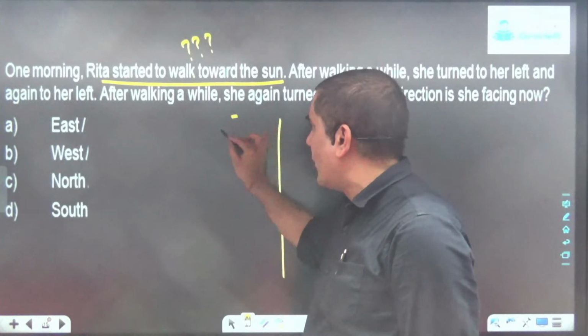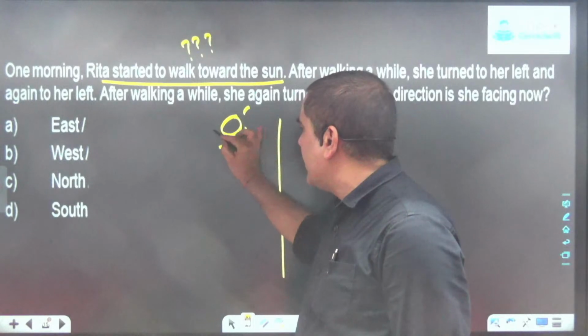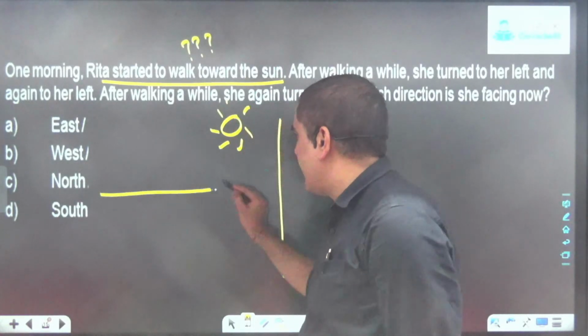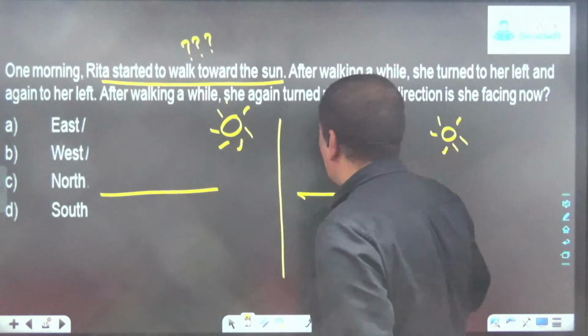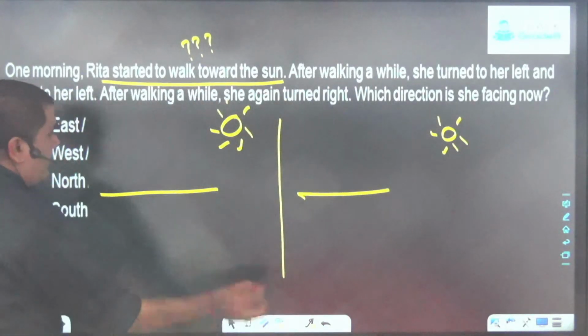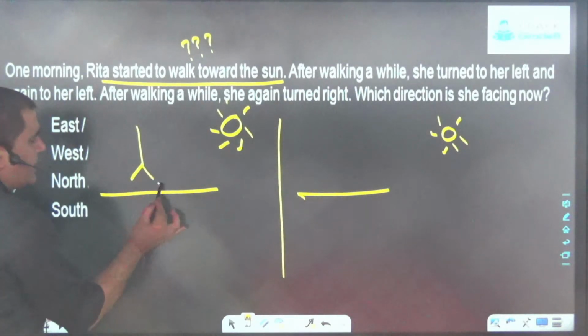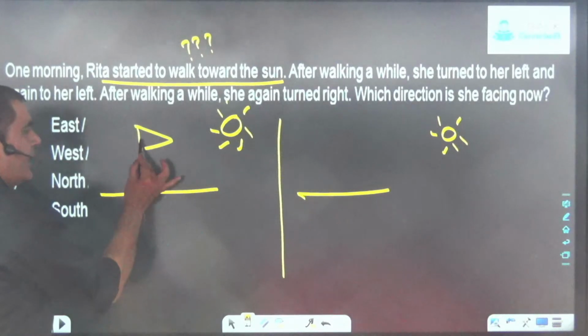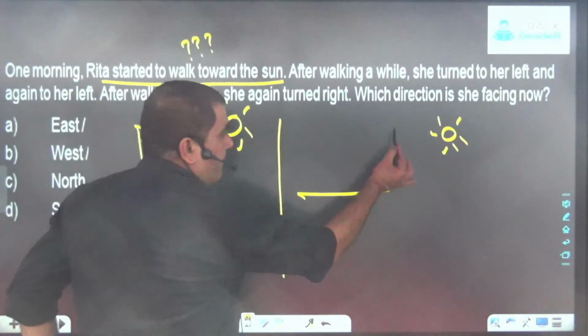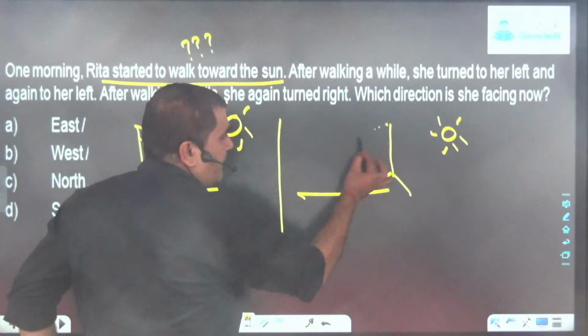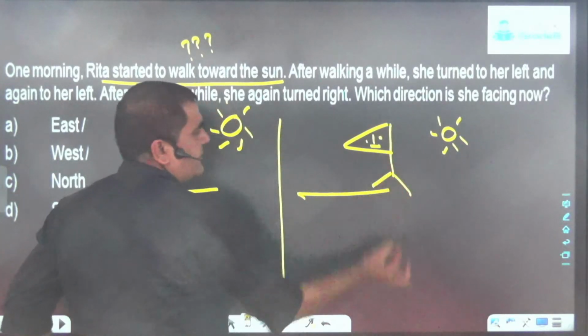Suppose the time is morning. So the morning sun will be on the east side. Now whenever any problem is going to come, there will be two cases that can be possible. Case number one: the person is moving towards the sun. Moving towards the sun means his face will be in the same direction as the sun. Case number two: backside will be towards the sun, means the person will have face in the opposite direction.